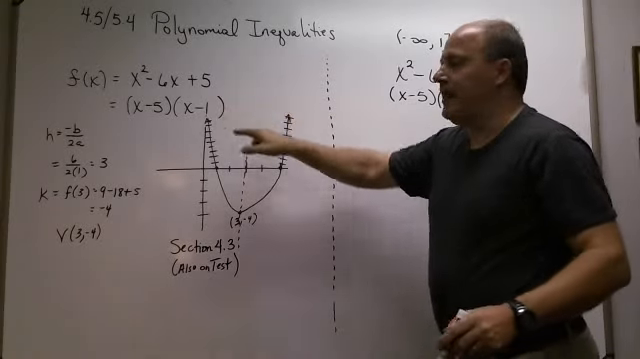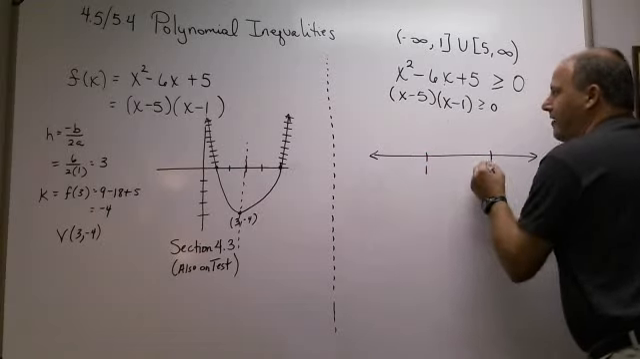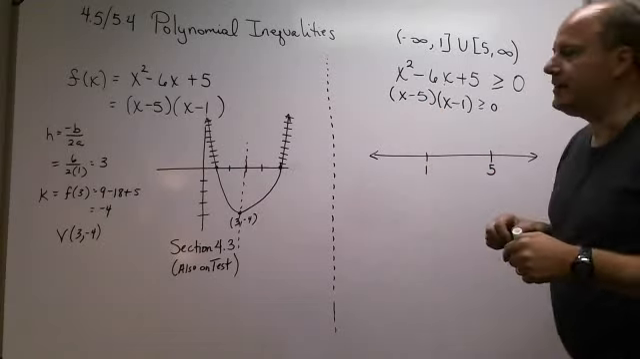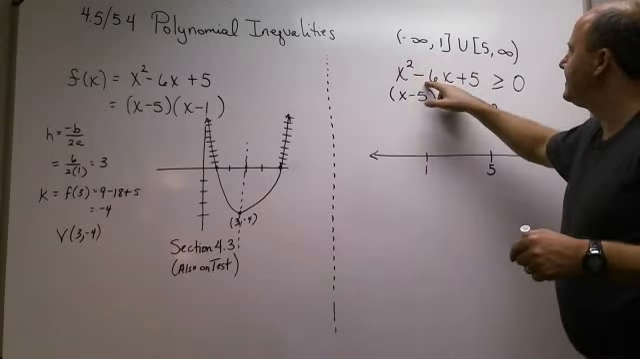Now I'm going to locate the x-intercepts, 1 and 5. x minus 1 equals 0, x minus 5 equals 0. So when you do these polynomial inequalities, you're trying to find where the x-intercepts are at. Now, instead of drawing the graph, I'm going to use the end behavior of this thing, x squared minus 6x plus 5.